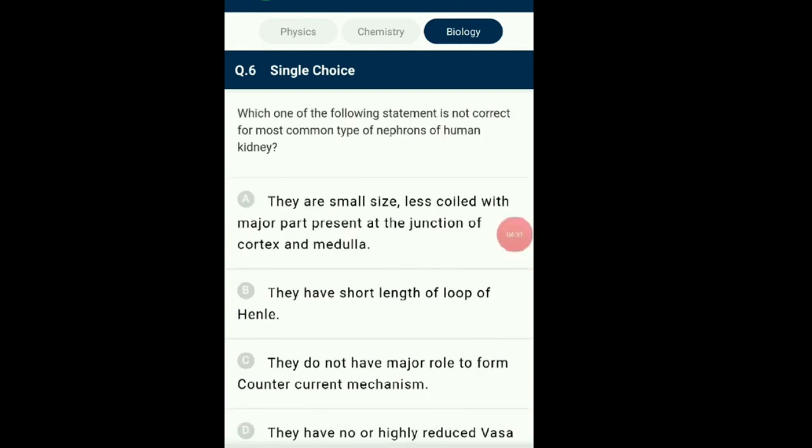Question number 6. Which one of the following statements is not correct for the most common type of nephrons of the human kidney? The human kidney has about 85% cortical nephrons and about 15% juxtamedullary nephrons. The cortical nephrons are highly coiled structures with major parts present in the cortex region. Juxtamedullary nephrons have a long loop of Henle which runs deep in the medulla, well developed vasa recta, and are mainly activated during a shortage of water. So the answer is option A. They are small in size, less coiled, with major part present at the junction of cortex and medulla. So that is the incorrect statement.